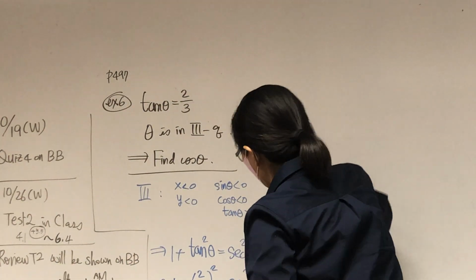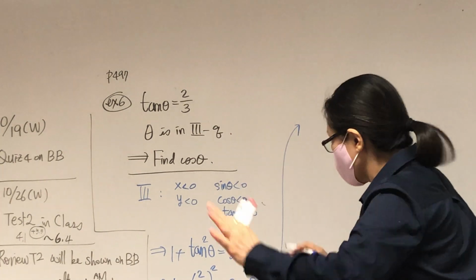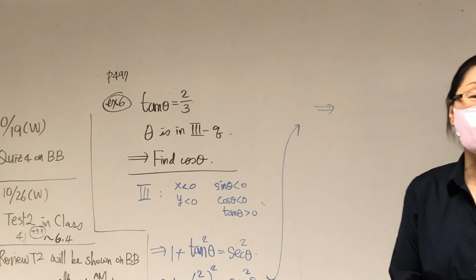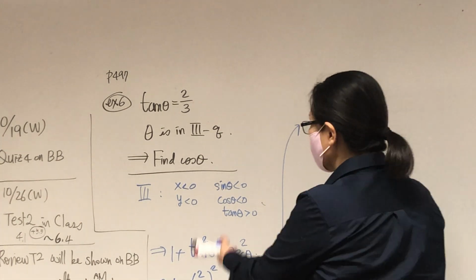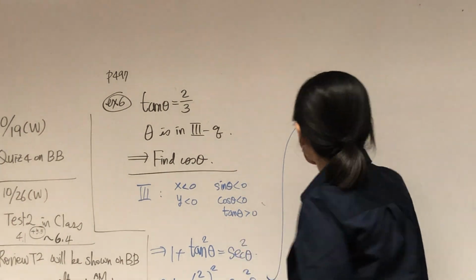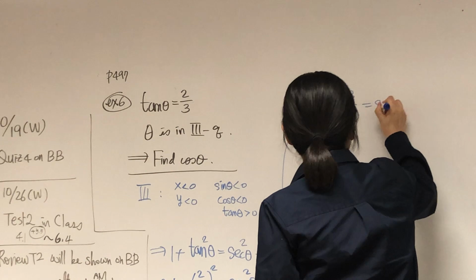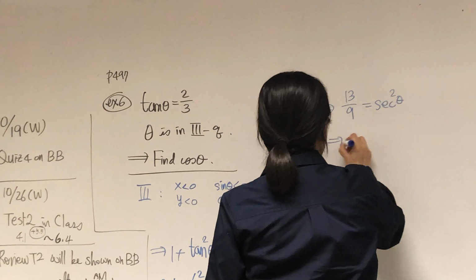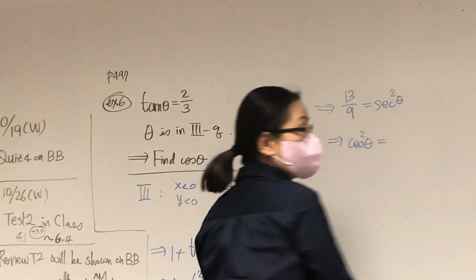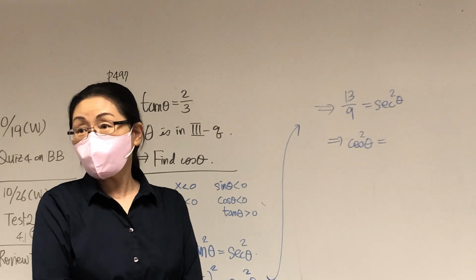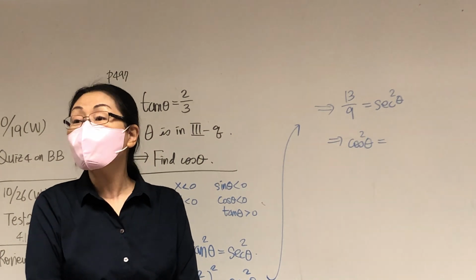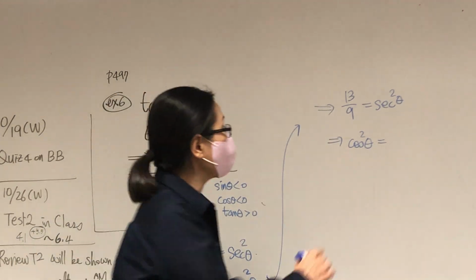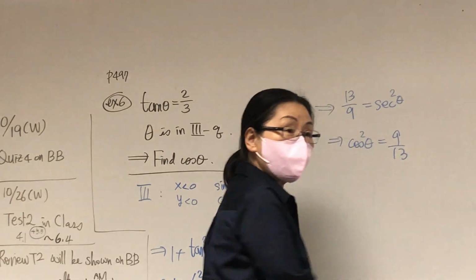And then you can turn the secant into cosine, so that would be 1 over cosine. Let's go one by one. What is your left hand side? 1 plus 4/9, yes? So what is 1 plus 4/9? 13/9 equals secant squared theta. Am I right? Yes. So cosine squared theta is equal to what? Secant squared is 1 over cosine squared, so 9 over 13, of course.